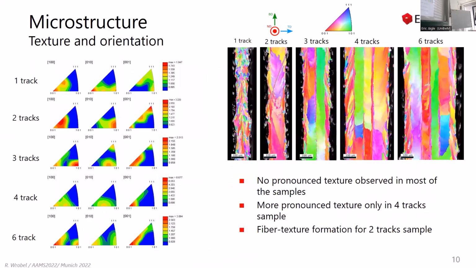Looking at the inverse pole figures, we could not observe any difference here. I mean, we could observe the difference, but we couldn't see any strong texture in either of the samples. Only in the 4-track sample, we have a more pronounced texture in the 001 direction. However, I have checked also 5-track samples, 6, 7, 8, and they didn't show this effect. So I can imagine that it can be also random when we change the area of the investigated sample.